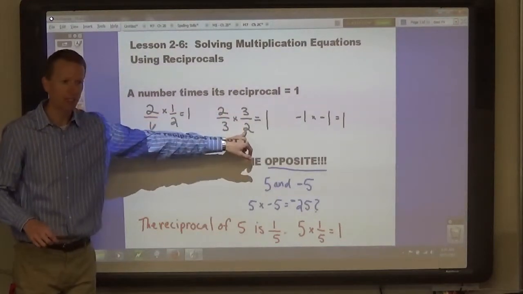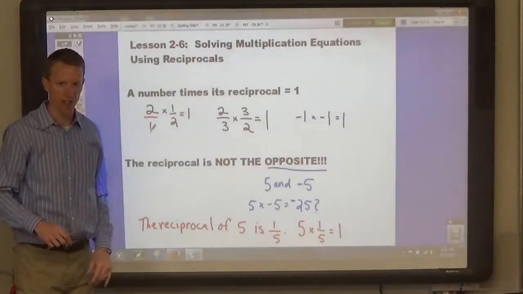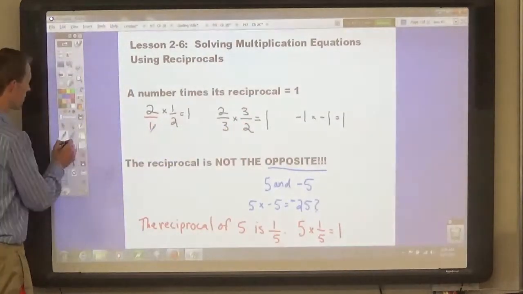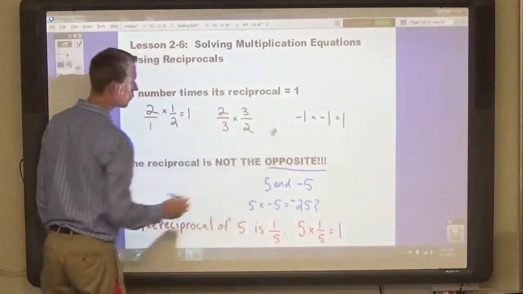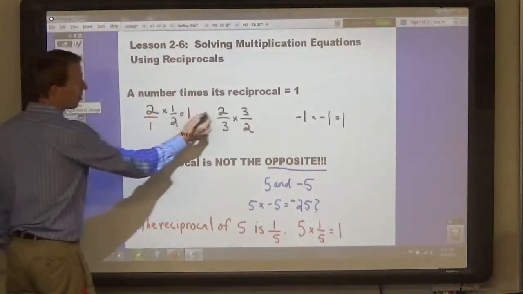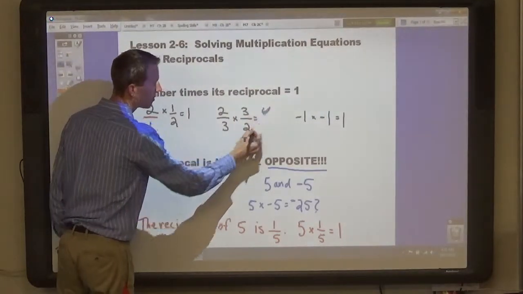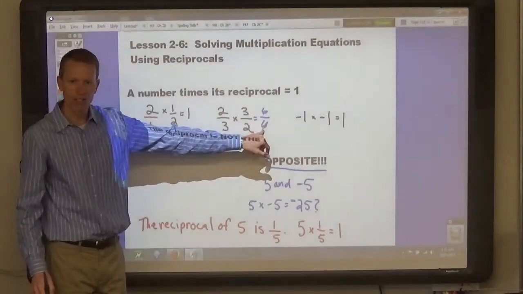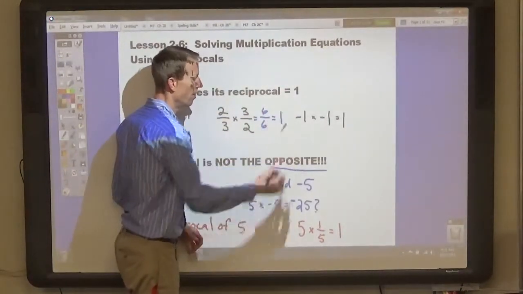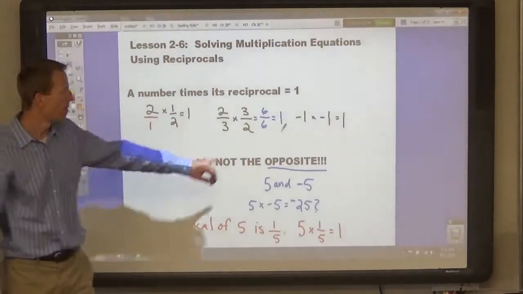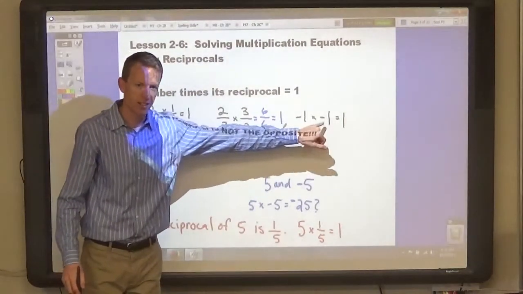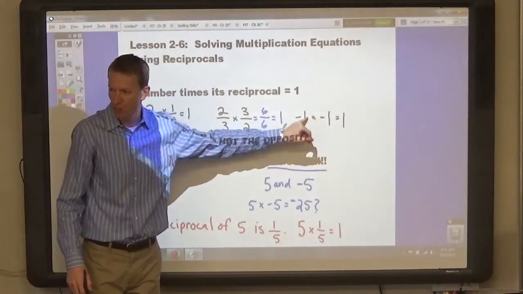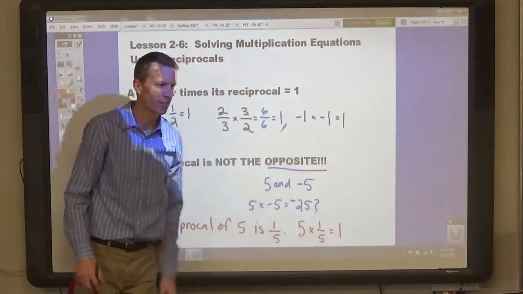2/3 and 3/2 are reciprocals of each other. They equal 1, don't they? Look at it this way. 2 times 3 is 6. 3 times 2 is 6. And a number over itself equals 1. In this case, -1 is the reciprocal of -1, because -1 times -1 is 1.